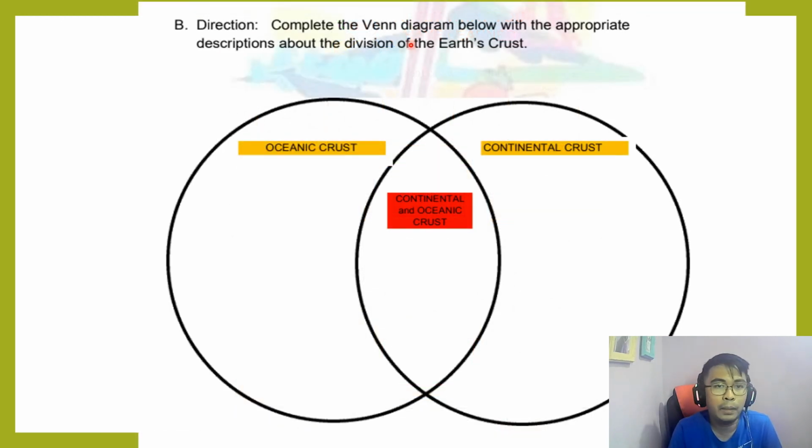For the second part of that activity, you are to complete the Venn diagram below with appropriate descriptions about the divisions of the Earth's crust. So dito po sa Venn diagram na to, kailangan yung ilista yung mga descriptions ng continental crust. Dito naman sa left part, kailangan yung ilista yung descriptions sa oceanic crust. And of course, sa gitna, since this is an overlapping space between the two, you need to write descriptions that are basically true between oceanic crust and continental crust.